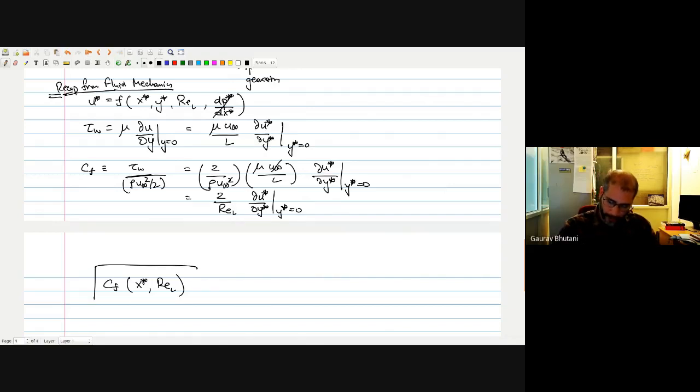So the main job was to find this dependence of the skin friction coefficient and find this functional dependence either as a table or as an empirical formula that fits the data for a given range of values of x star and Reynolds number quite well. So this is the end of the recap of what we have been doing in fluid mechanics in boundary layer problems.